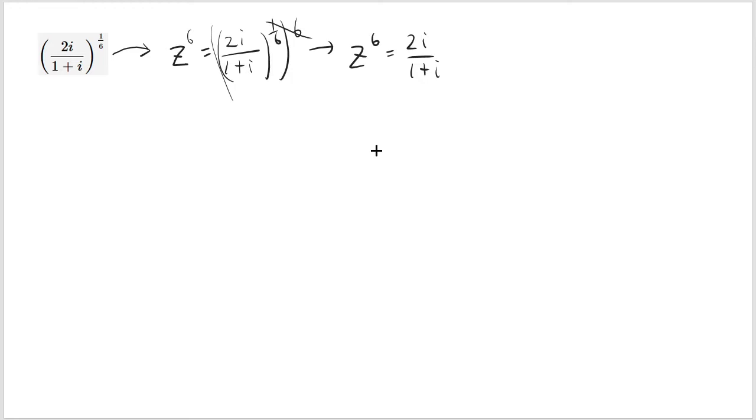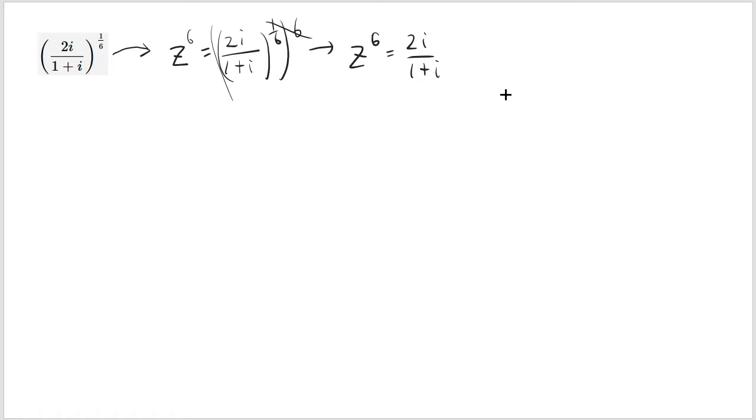Now keep in mind that if you have a 6th root question, z to some 6th power equal to this number on the complex plane, in the real case you only look for one positive answer. Here on the complex plane you have 6 different answers. If this 6 was like 10, then you would end up with z to the 10th power equals 2i over 1 plus i, and that would be 10 different answers.